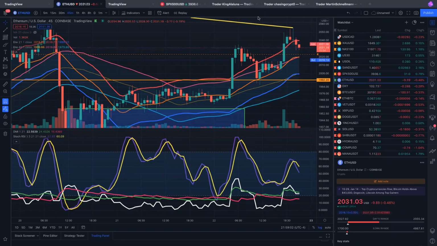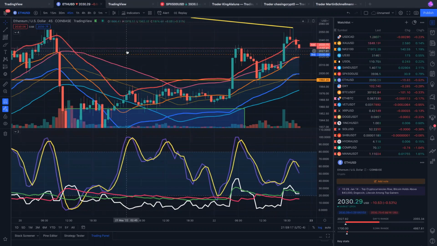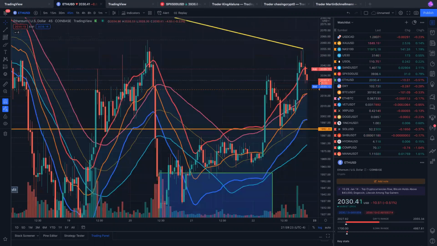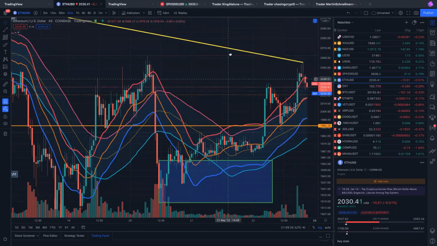What's going on, family? Today we're going to be breaking down this Ethereum chart for the week. Ethereum, as we know, in the crypto market, everything is looking pretty bearish right now. I'm going to explain my strategy to you guys, what I see and how I come up with things.